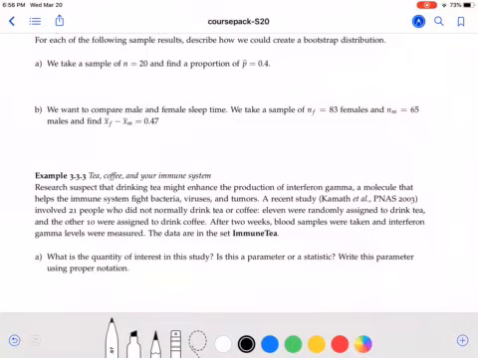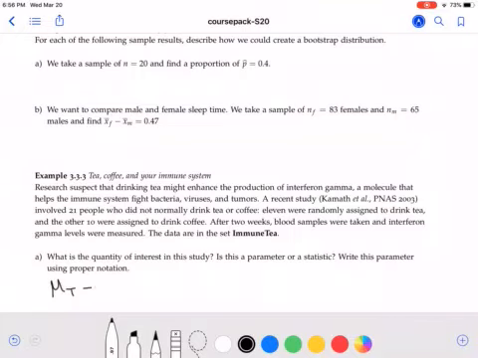We are using a sample of people, but we're really interested in the entire population, comparing these groups. And if we're thinking of looking at levels of interferon gamma, that's going to be quantitative data. So we're interested in comparing the means for these two groups. And so how we would write that using proper notation is we're interested in the difference in the population means.